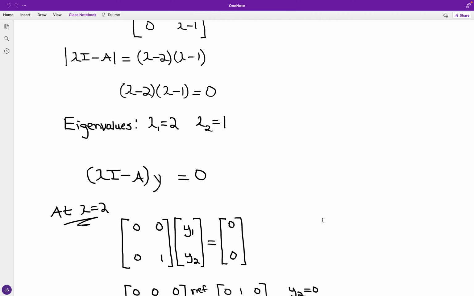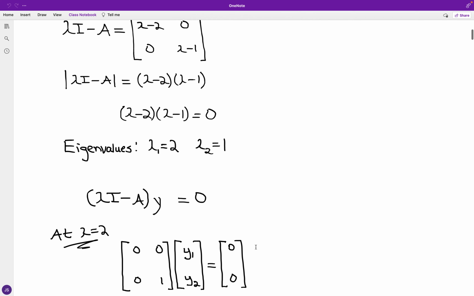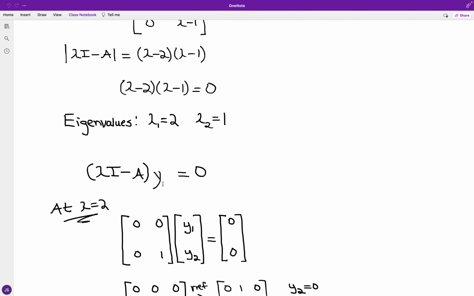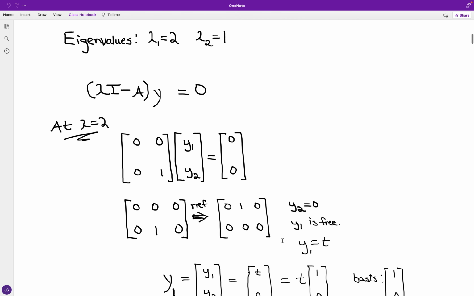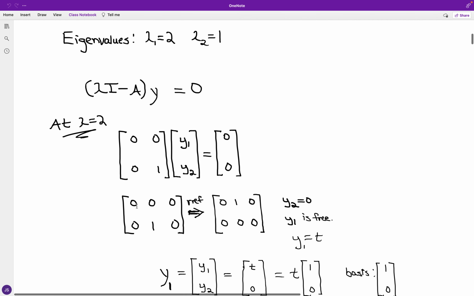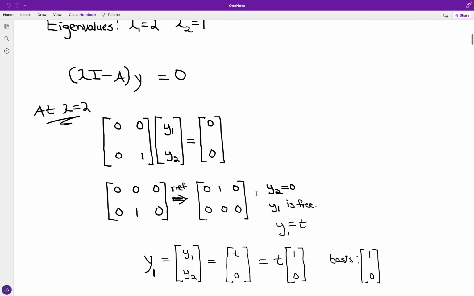Again, for the eigenvalue equal to 2, lambda I minus A gives 2 minus 2, which is 0, 0, 0, and then 2 minus 1, which is 1, times the eigenvector y. That is a 2 by 1 array with y sub 1 and y sub 2, set equal to 0 in the 2 by 1 matrix format. Taking what we have, we put it in terms of an augmented matrix.